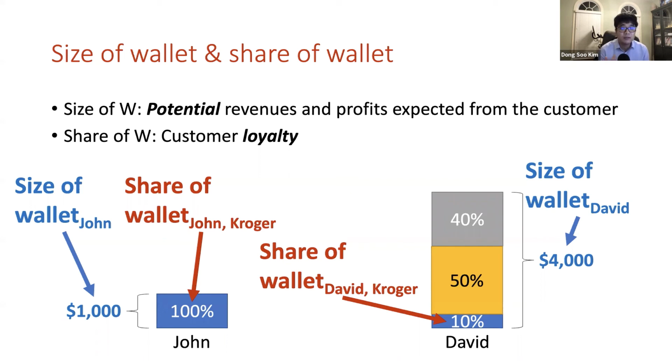These metrics indicate potential and loyalty of a customer. Size of wallet gauges the revenues and profits that are expected from a customer. This is simple. We may expect around $1,000 from John, but $4,000 from David in the next month. And share of wallet indicates customer loyalty because if a customer is loyal to a store, she may visit the store again and again and again, like John.